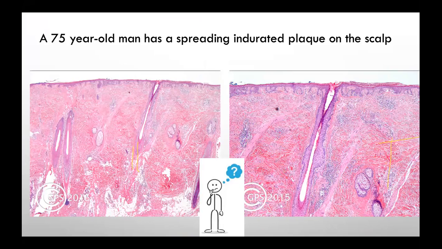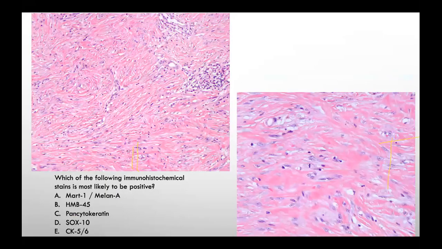A 75 years old man has a spreading indurated plaque on the scalp. Look at the epidermis, then move on systematically, and then focus on the area that you think has the most unusual appearance. So the question is not what is your diagnosis. You have to know the diagnosis, so at least you know what immunohistochemical staining will be mostly positive for this lesion. Is it MARS1, Melan A, HMB45, pancytokeratin, SOX10, or cytokeratin 5 and 6?